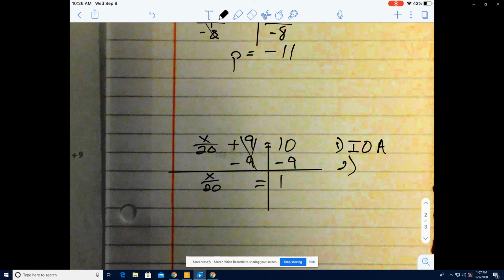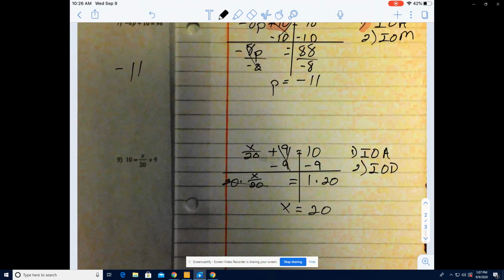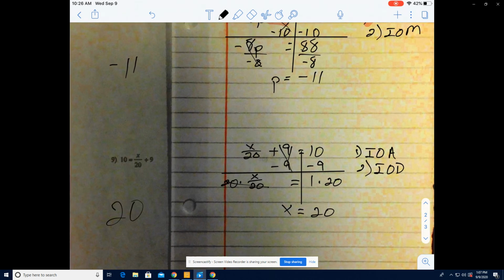My second step is to do the inverse of division. I'm going to undo that by doing times 20 on both sides. The 20s will cancel. X drops down. 1 times 20 is 20. In this case, there is no multiple choice, so I would just enter 20 into my assignment.